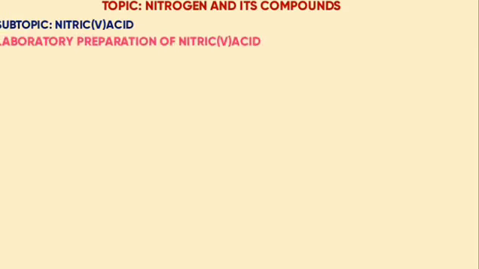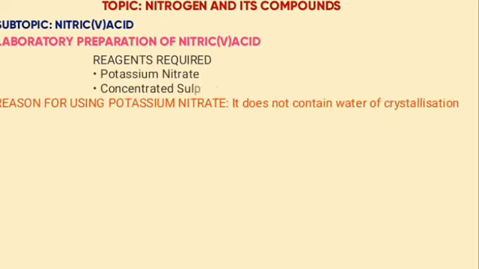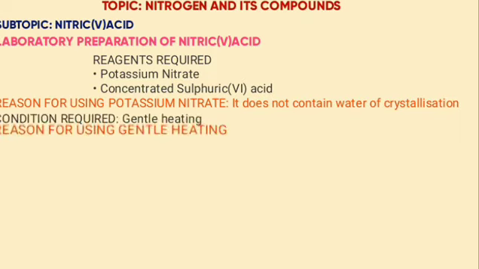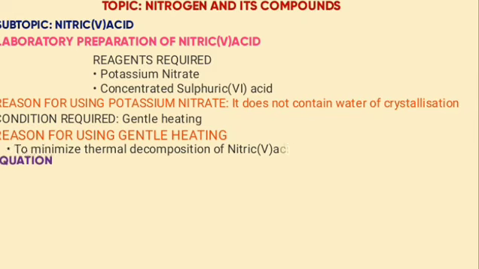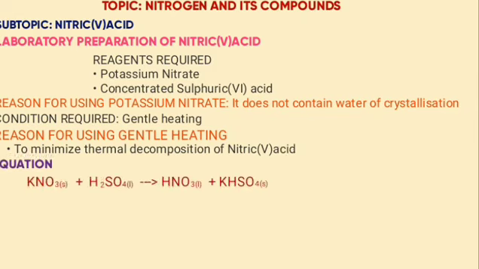Reactants used: potassium nitrate and concentrated sulfuric acid. Reason for using potassium nitrate: it does not contain water of crystallization. The condition requires gentle heating, to minimize thermal decomposition of nitric acid. Equation: potassium nitrate plus sulfuric acid, arrow, nitric acid plus potassium hydrogen sulfate.